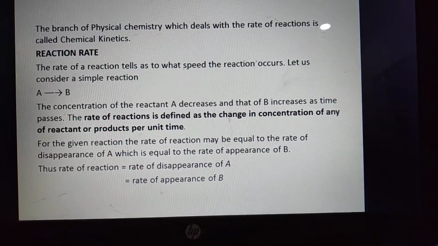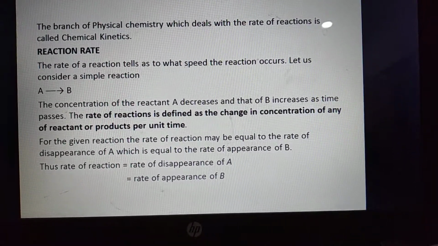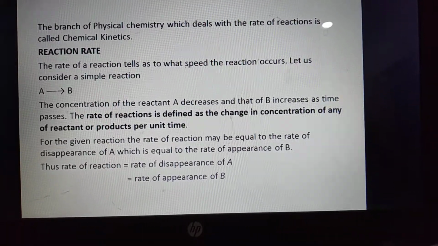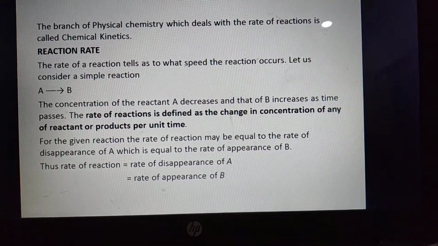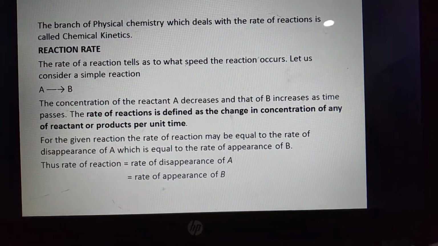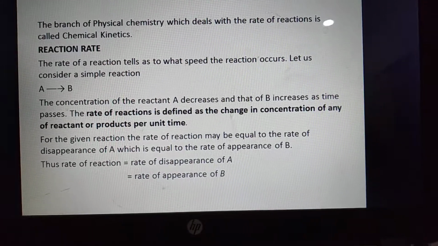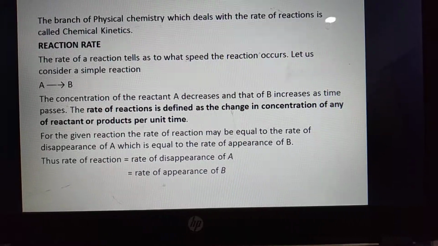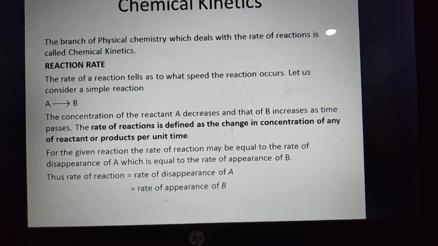The rate of reaction is defined as the change in concentration of any of the reactants or products per unit time. For the above reaction, the rate of reaction may be equal to the rate of disappearance of A, which is equal to the rate of appearance of B. With the passage of time, the rate of disappearance of A and the rate of appearance of B both occur.